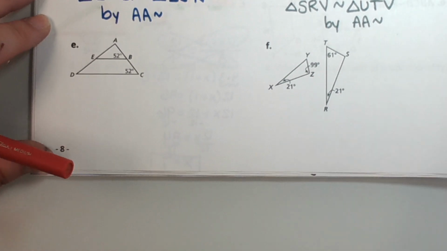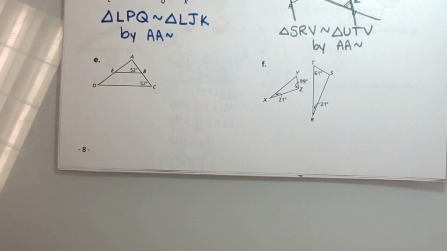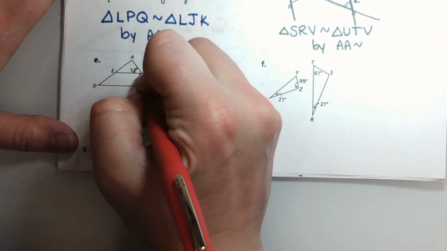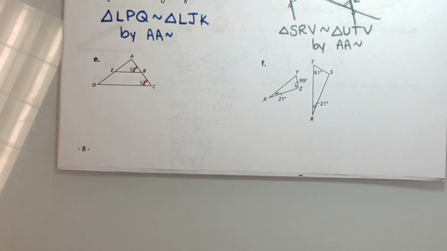We've got two more on this page, and then we're going to change it up a little bit, but the last bit's going to go pretty fast. Question E. Do you see any congruent angles? There's two 52-degree angles. I'm going to mark them. Are there any other congruent angles?